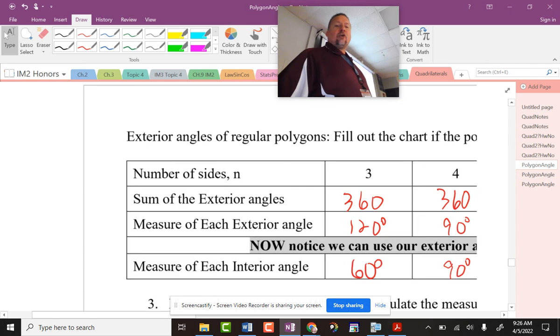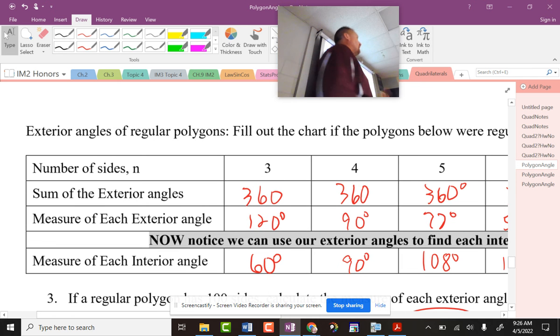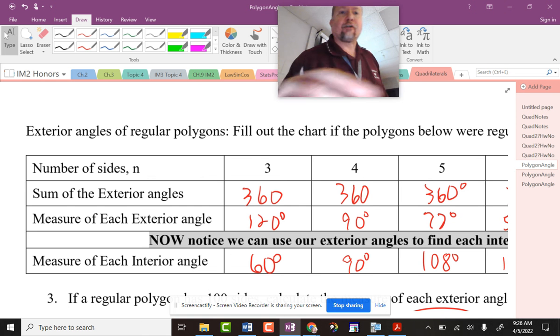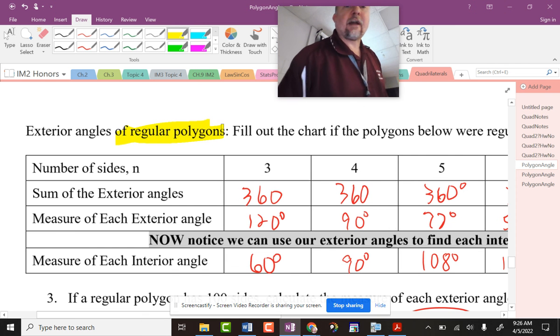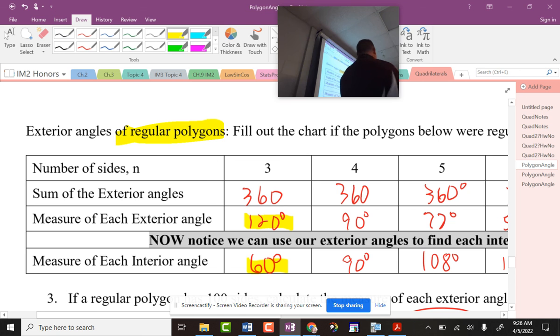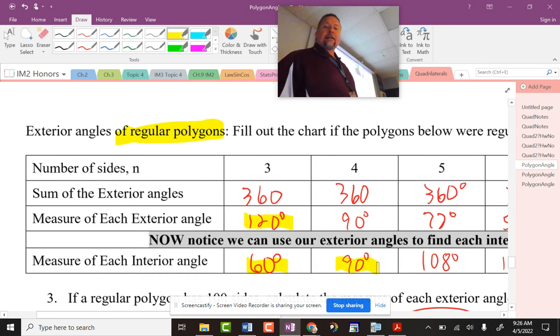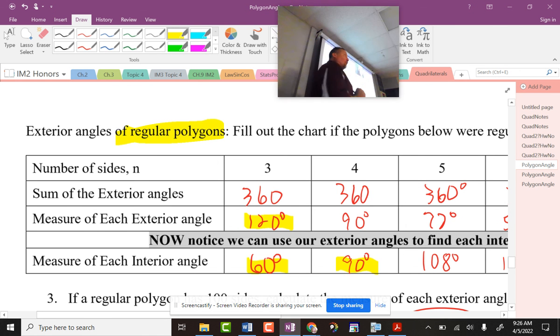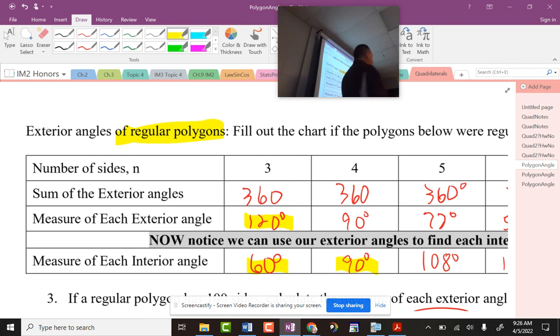So notice, listen, this is only when you have a regular polygon in this chart. So focus on that word regular again. I threw a regular word on this after the extrapolation. If it is a regular polygon, each exterior is 120. That makes each interior 60. We know that. 60, 60, 60. We know that 90, 90, 90, 90 is squares for angle measures, right? But the exteriors are also 90 because they add up to 360.